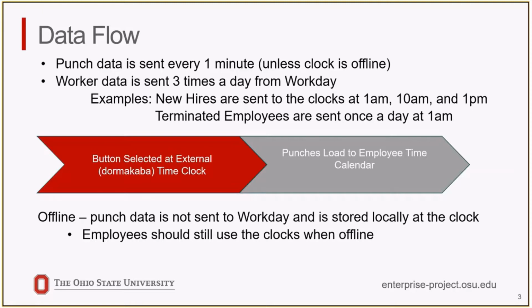If a clock goes offline, then the punch data is not sent to Workday and is stored locally at the clock. Once the clock is back online, the punch data is sent to Workday. Employees should still use the clocks when they are offline. The main reason a clock might go offline is for weekly, monthly, or quarterly maintenance. This also includes any emergency maintenance. For more information on the clocks while they are in offline mode, review the External Time Clocks Offline Job Aid.